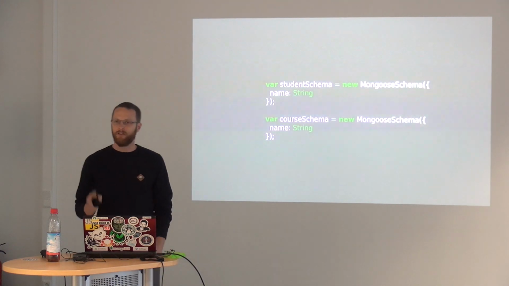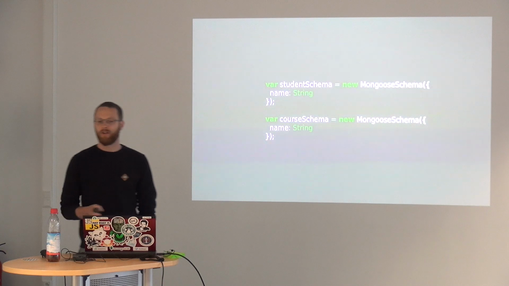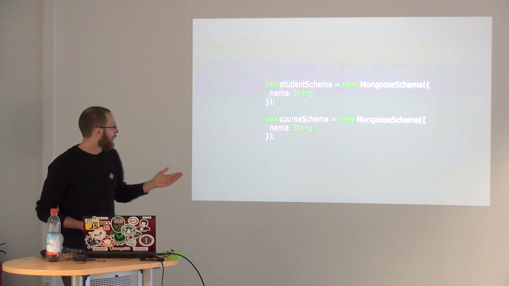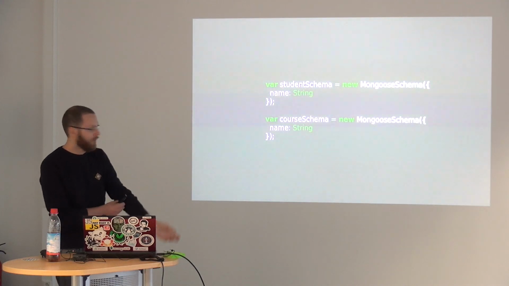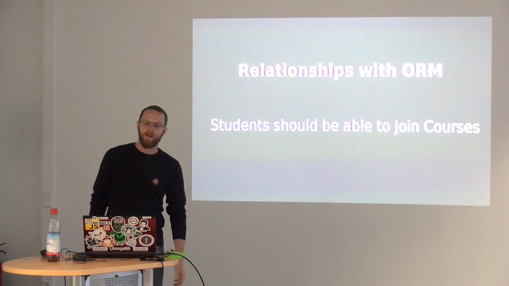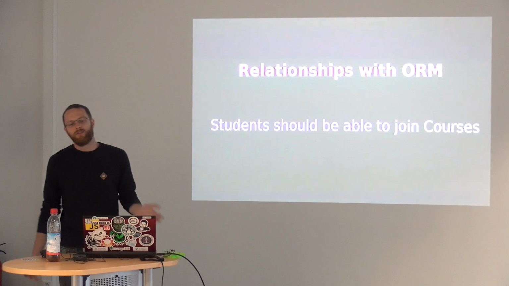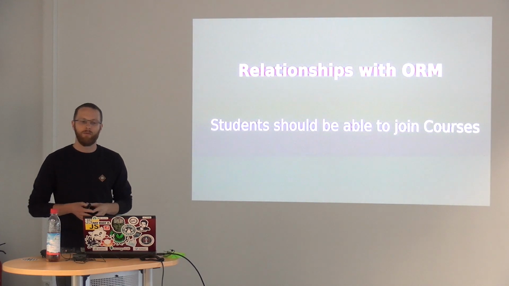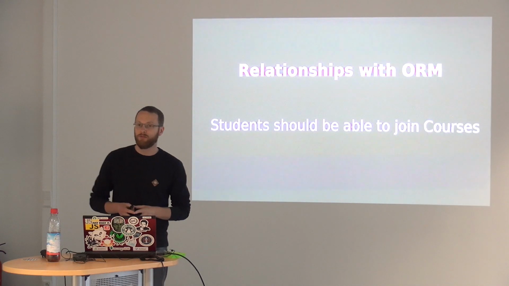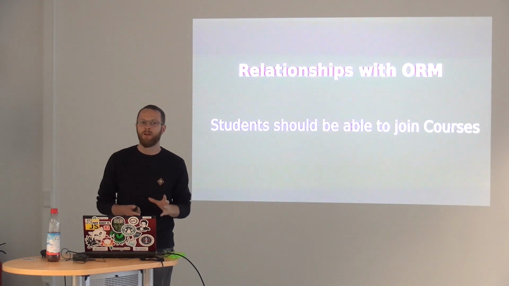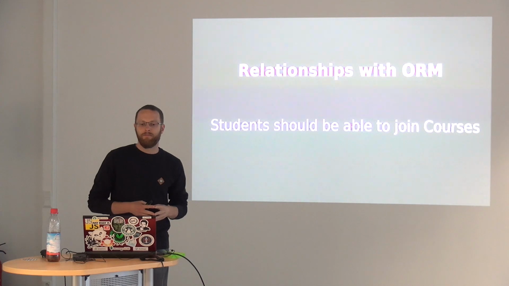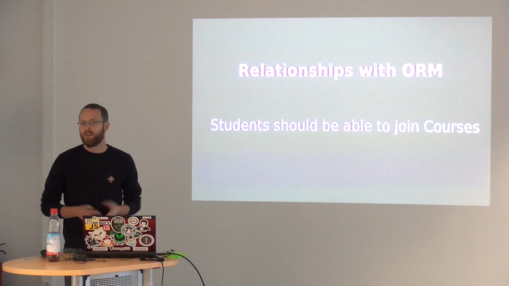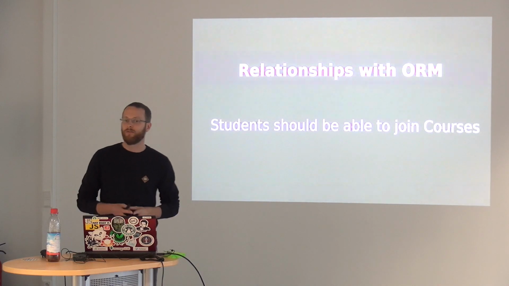And in the ORM world, we basically start with defining schemas. In this example, we use Mongoose on Node.js. And we have a student schema and a course schema. The next thing we want is that students have the ability to join courses. So we have to somehow define the relation between the course and the student. Many students can be part of many courses, and many courses can have many students.